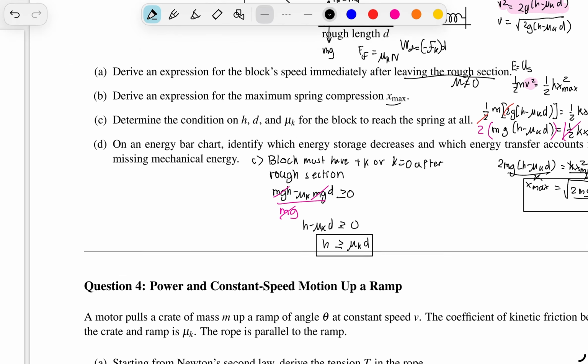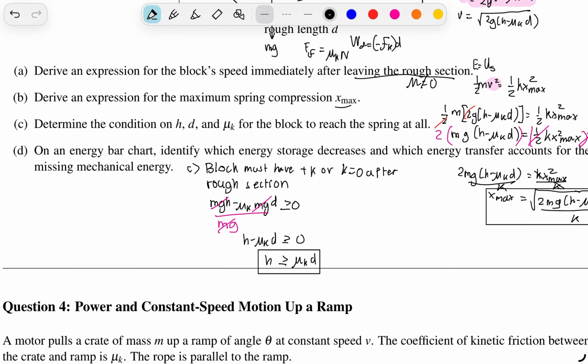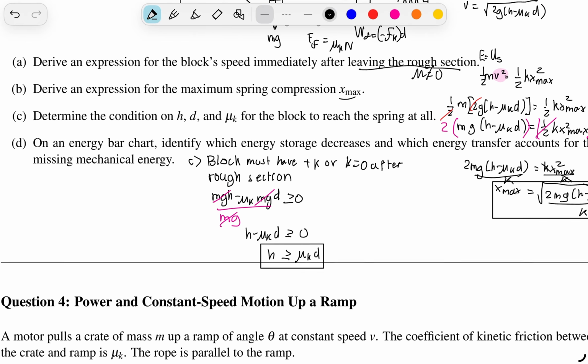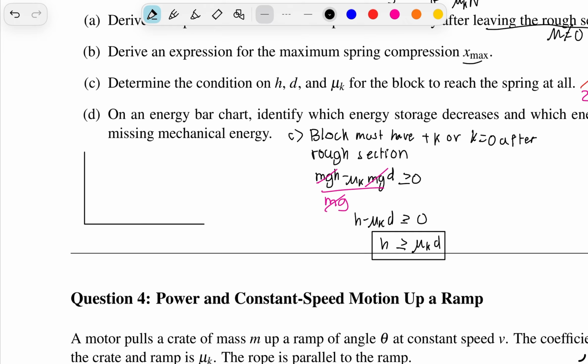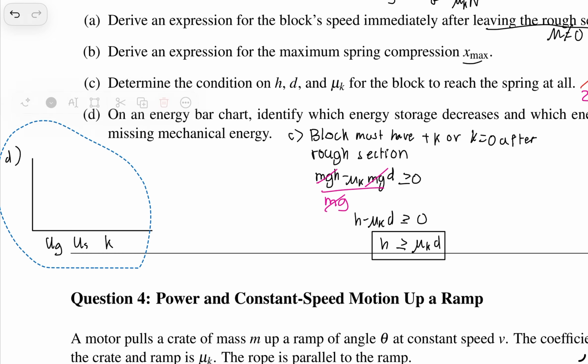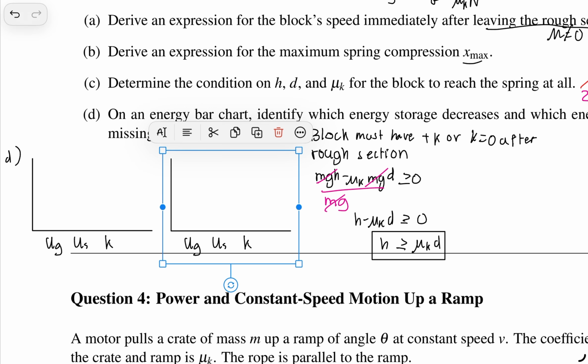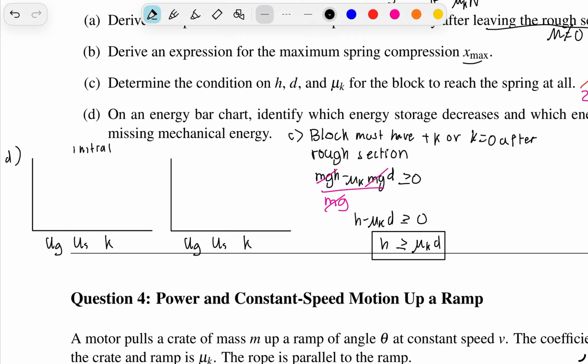Now on the energy bar chart, identify which energy storage decreases and which energy transfers account for the missing mechanical energy. So if we were to draw our bar chart right here for part D, we have UG, we have US, and we have kinetic energy. We can also make one for our final. So in the beginning you have gravitational, let's make this like 5, and then in the end you are going to have some of it become kinetic energy.